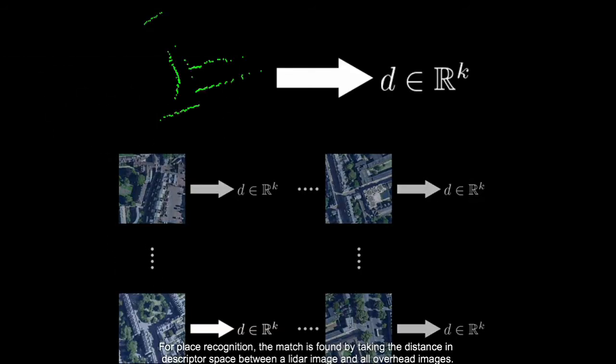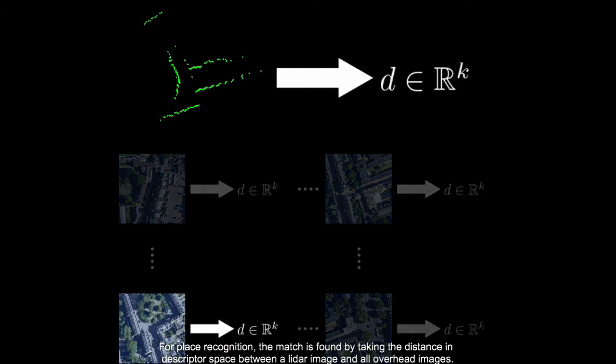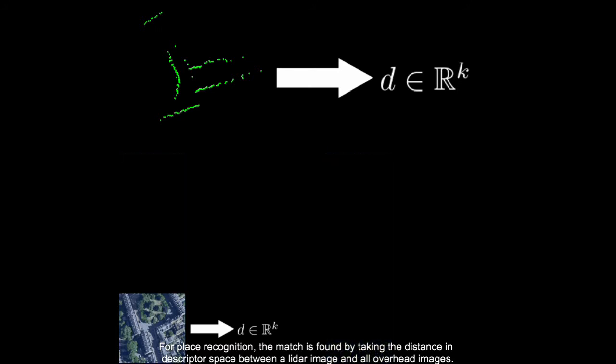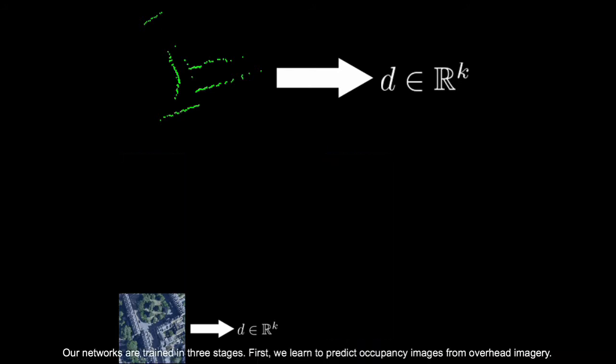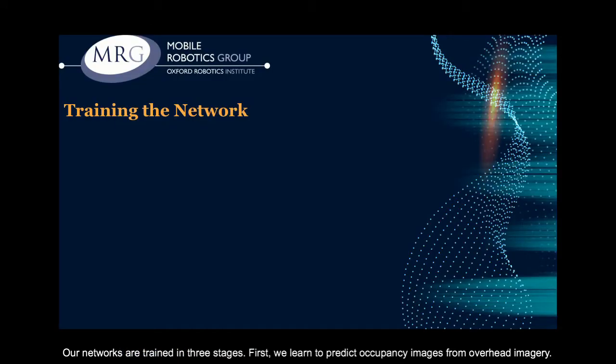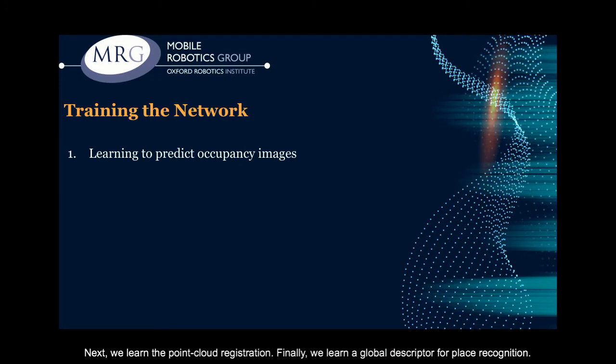For place recognition, the match is found by taking the distance in descriptor space between a LiDAR image and all overhead images. Our networks are trained in 3 stages. First, we learn to predict occupancy images from overhead imagery. Next, we learn the point cloud registration. Finally, we learn a global descriptor for place recognition.